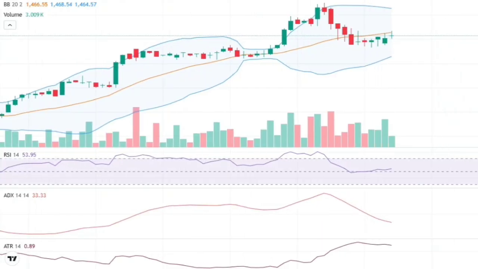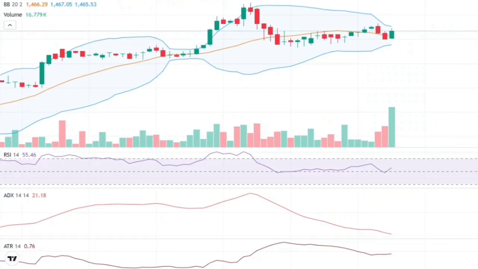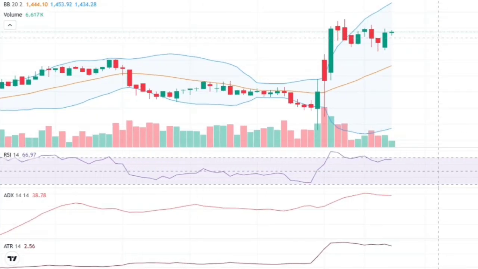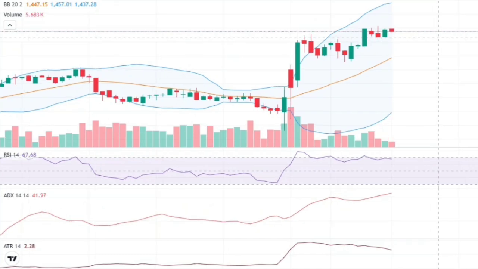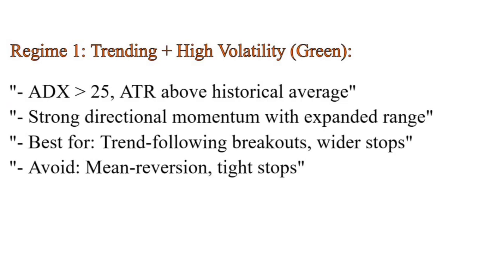Part 4. Market Regime Detection. This is the secret sauce, adapting your strategy to market conditions. You don't trade a ranging market the same way you trade a trending market. The combination of ADX and ATR helps you identify which regime you're in.